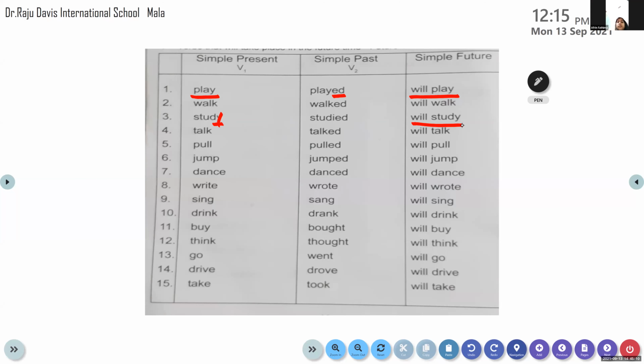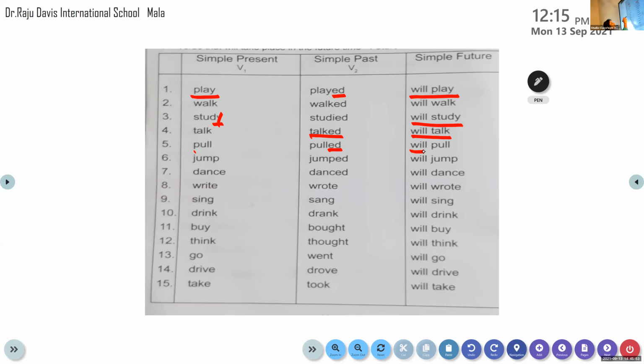Now let's move on to the next word, talk. So it is talked. It is in the past tense. We have added ed to it. Then in the future tense, what we have to do is will talk. Clear? Similarly, pull. Pulled, add ed to it, so it is of past tense. And for the future tense, add will before the verb to show that it is in the future tense. Will pull. Clear?